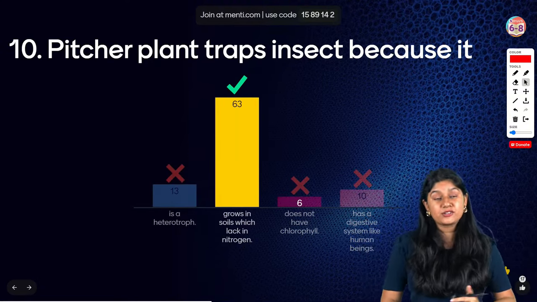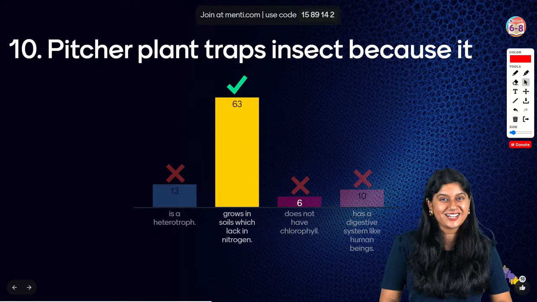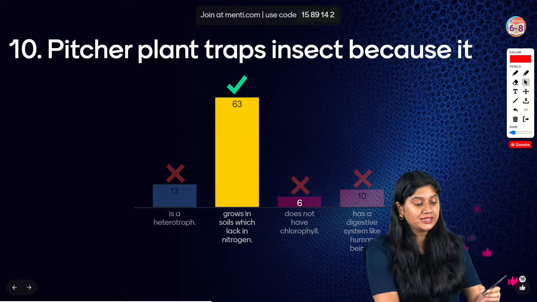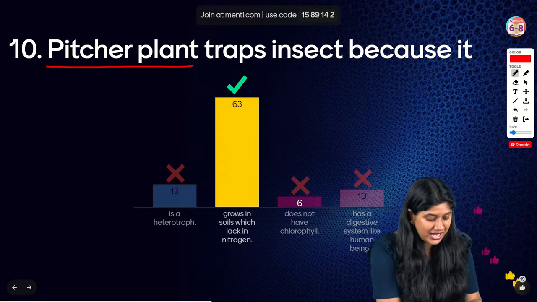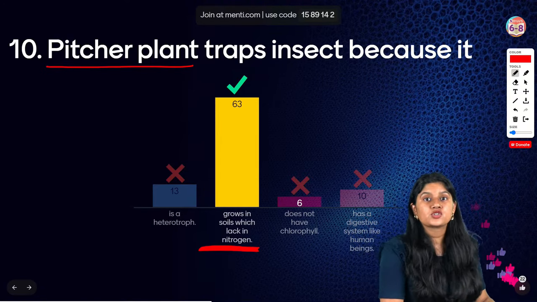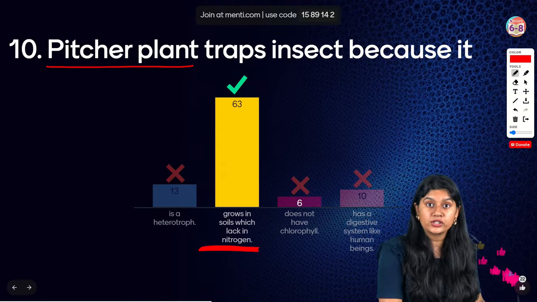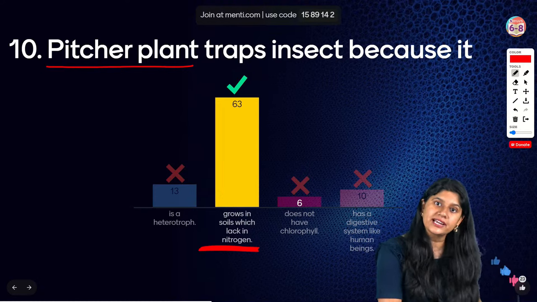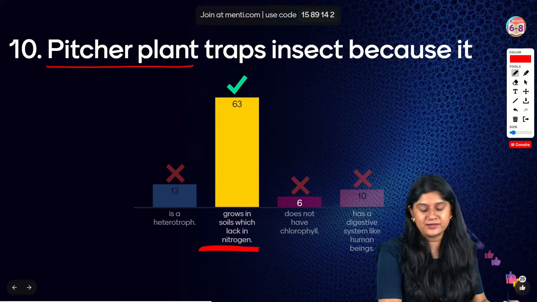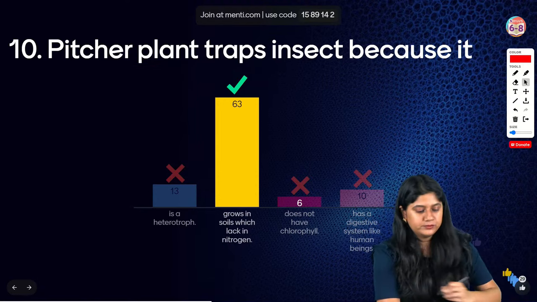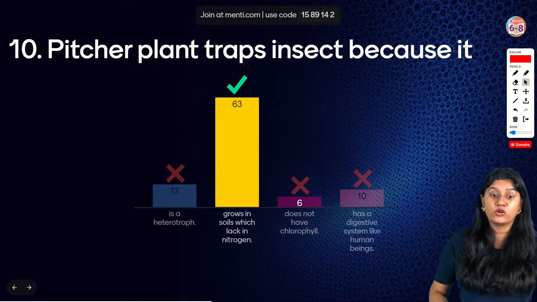Very good. 63 of you have voted for the correct answer. The correct answer over here is option B. We know that the pitcher plant grows in soil which lacks nitrogen. So to fulfill the demand of nitrogen for their body, they trap insects. And pitcher plants are called insectivorous plants. Very good.